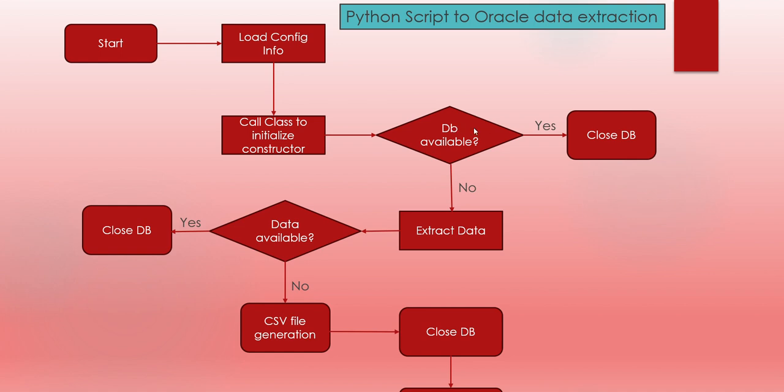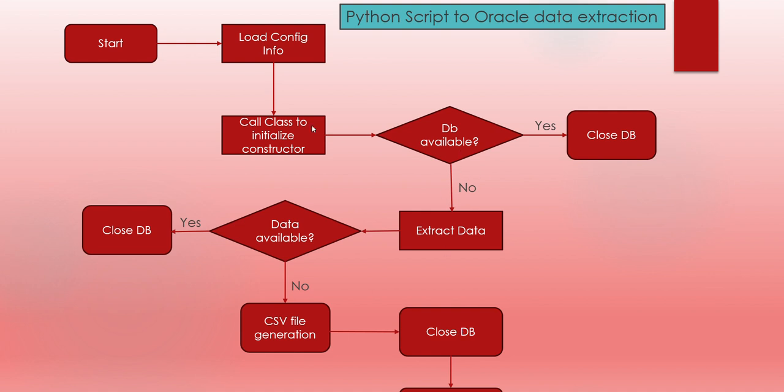The first method we are going to call is called connect. When we connect, it will be checked whether the DB is available or not, and if the DB is not available, it will be closed and the process will end. If the DB is available, it will extract the data. Based on the data availability, the data will be generated as a CSV file, and finally the process will be closed, and thus this program completes.